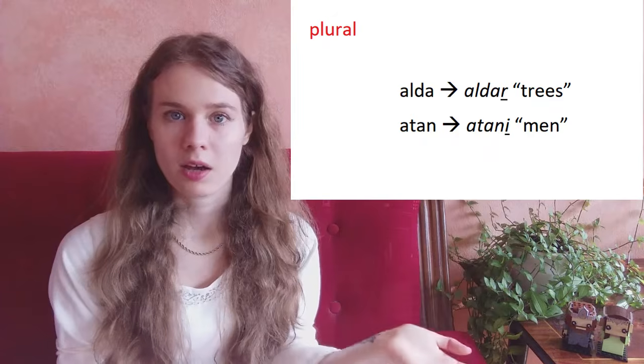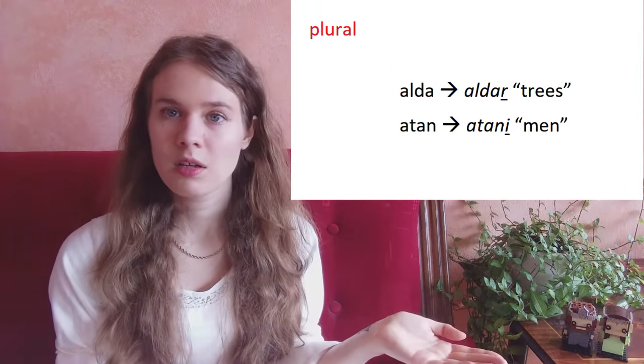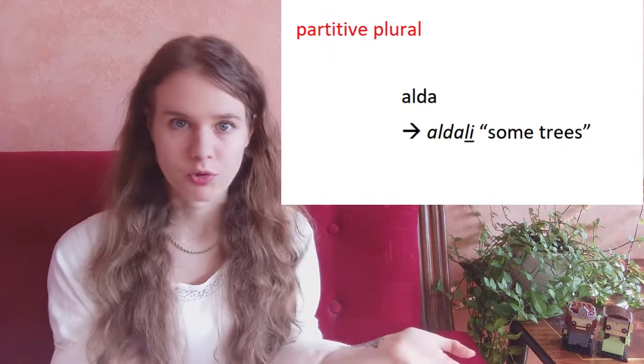Plural in Quenya is formed by attaching either r or i to the end of the word, depending on whether it ends on a consonant or a vowel. Alda, tree, aldar, trees, or atan, man, to atani, men. And the partitive plural that I mentioned before, you could sort of say that it's equivalent to the English some, like saying some trees, some hobbits, some apples. Alda, aldali, some trees.